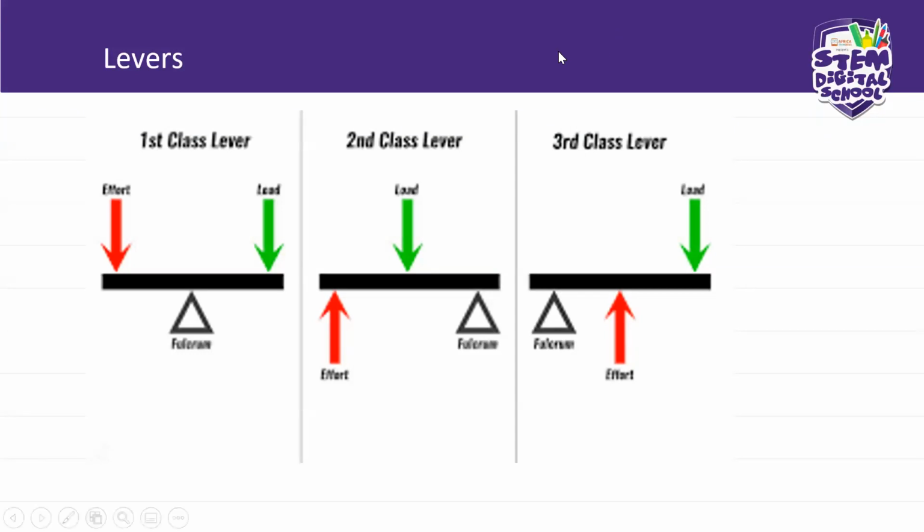Grade 8. Another example of a first class lever. What does this lever look like? What does it look like? Doesn't it remind you of something? I'm trying to get to your chat. Right.